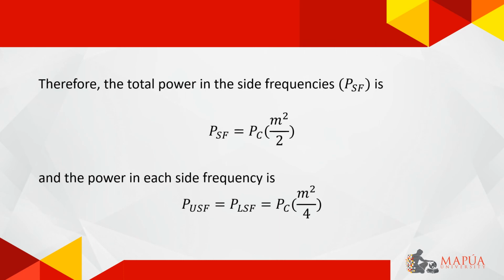Therefore, the total power in the side frequencies, P sub SF, is equal to P sub c times the quantity m squared over 2, and the power in each side frequency is equal to P sub c times the quantity m squared over 4.